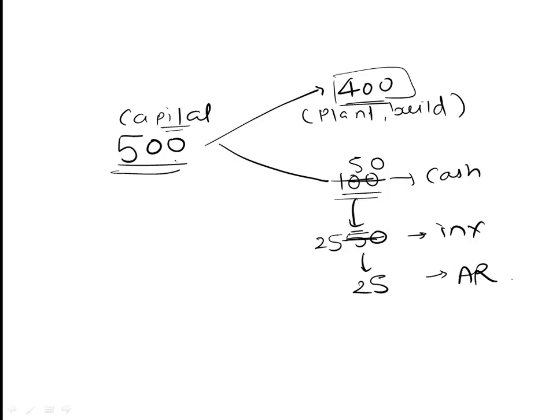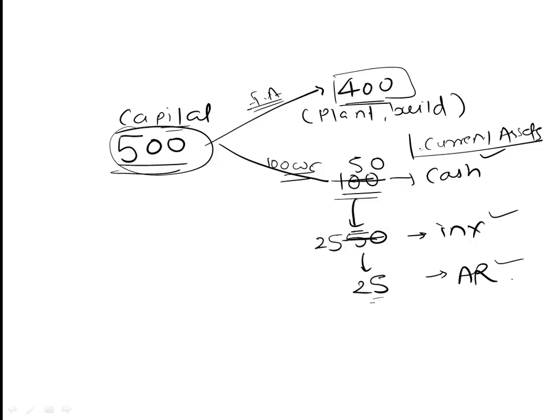So what we would say is that when the business started with capital of 500, this 400 was the fixed assets investment that the organization has done, and this 100 was the working capital investment that the organization did. And now this 100 of working capital is divided into three parts. Some part of it, which is 50, lies in cash, some part of it lies in inventory, and some part of it lies in accounts receivable. And we also know that these three assets are also called the current assets of the business. And therefore, at this stage, what we can simply say is that working capital is equal to the current assets.